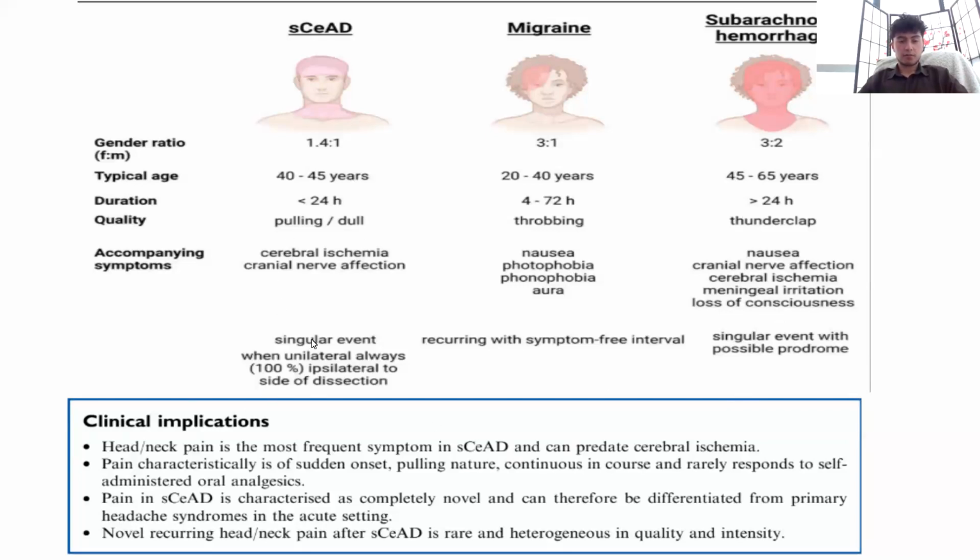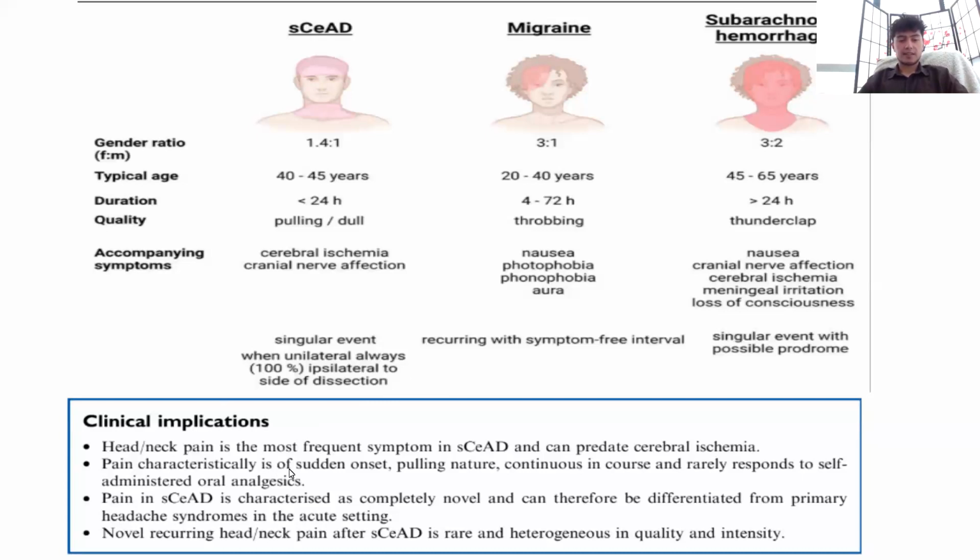And in this article also they found that when the headache is unilateral, it is always ipsilateral to the side of dissection, but it is not like that in other articles. And clinical implications: head and neck pain is the most frequent symptom in cervical artery dissections and can predate cerebral ischemia.